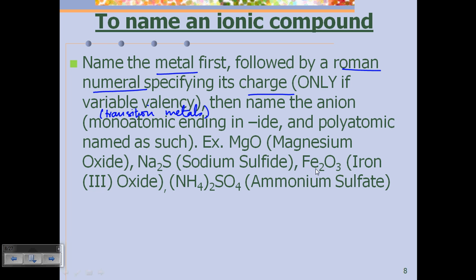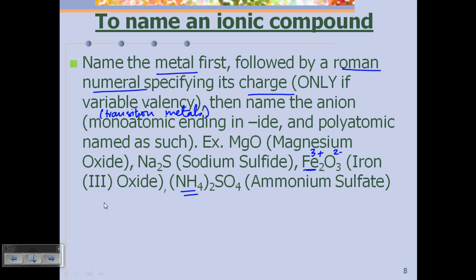Iron being part of the transition metals, you need to determine what is the charge on iron. Charge on iron, because of the crisscross method, is 3 plus here, and this oxygen charge is 2 minus. So the 3 plus iron is ferric, or you can name it as iron(III) oxide. This is a polyatomic cation which is called ammonium, so you just name it ammonium sulfate.